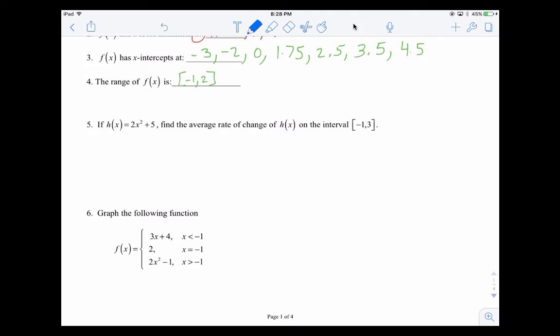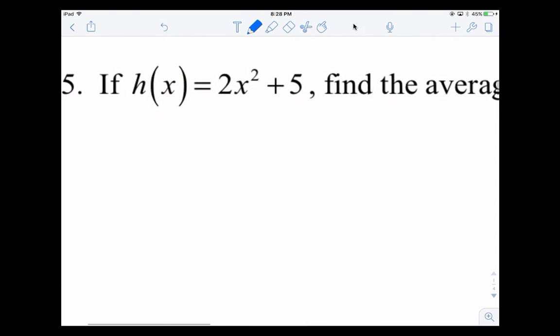Okay, for number 5, it says if h of x equals 2x squared plus 5, find the average rate of change from negative 1 to 3. Okay, so we talked about average rate of change as being really the slope of a curve in between 2 points. It's the slope of the secant line.